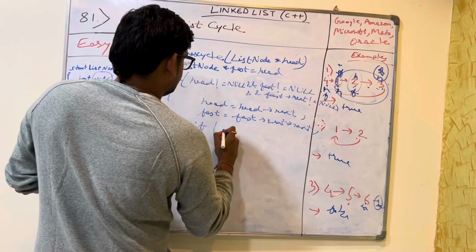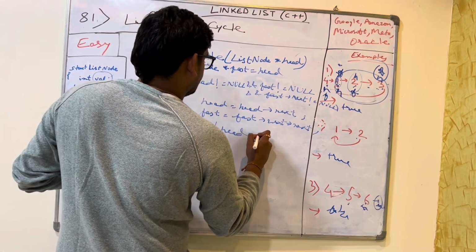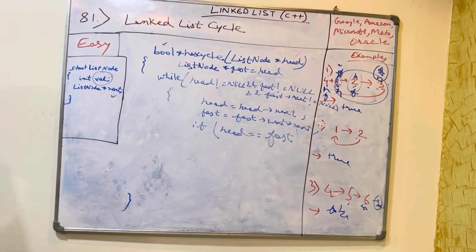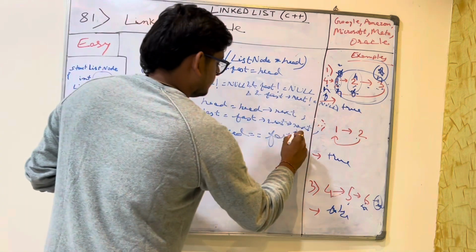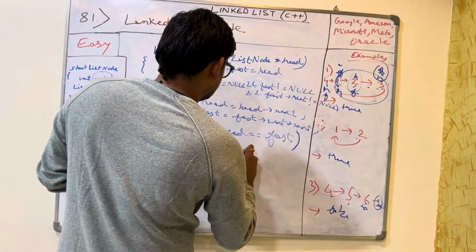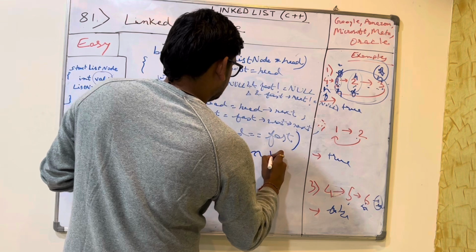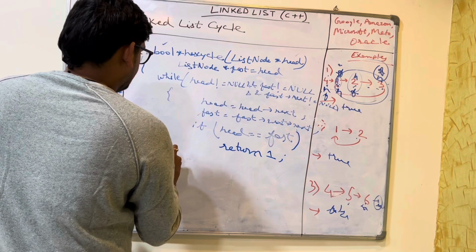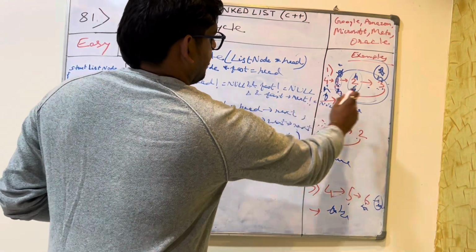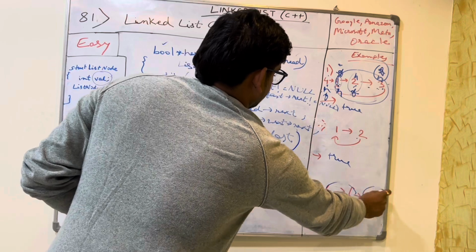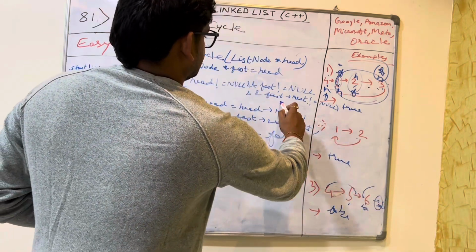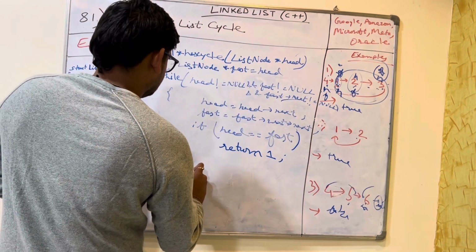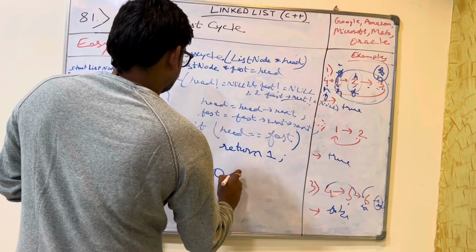If head equal to fast, both are the same, then we return 1, or true. If it doesn't happen, then it will terminate at one point, like here 4 to 6, and 6 next, fast next is null, so it will terminate. And if it terminates, that means return false, 0.